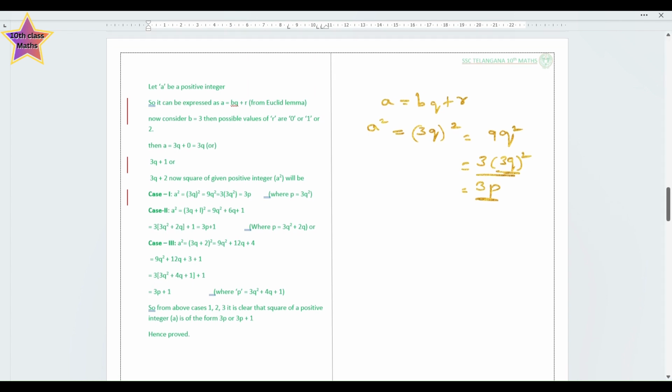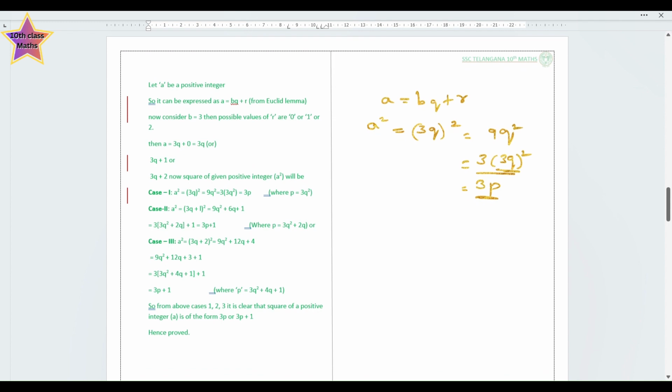That is, one is 3q. Next one is 3q plus 1. If you say a square equal to 3q plus 1 whole square. Here, whenever there is a whole square, you should use the a plus b whole square formula. a plus b whole square equal to a square plus 2ab plus b square. What is our a? a is 3q, b is 1. So 3q plus 1 whole square equal to 3q whole square.